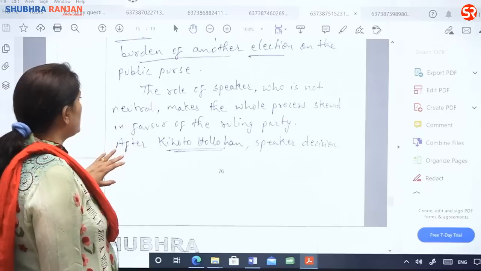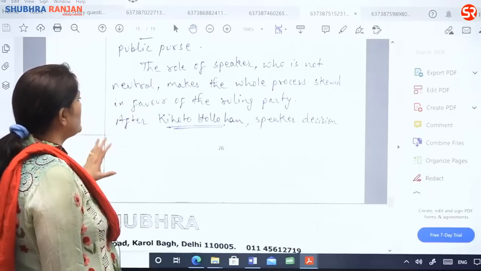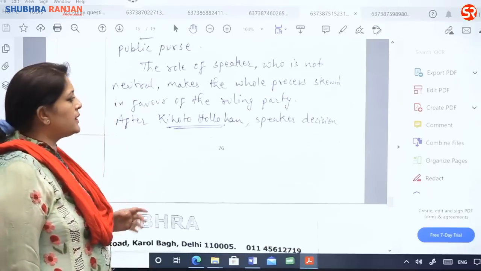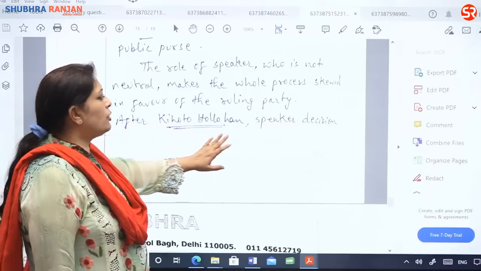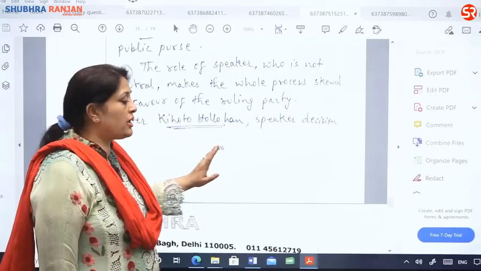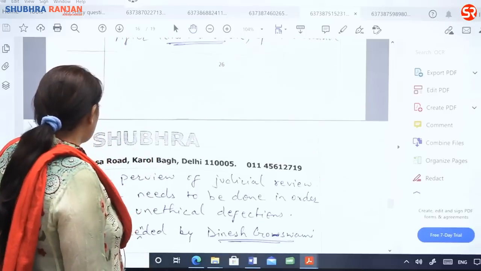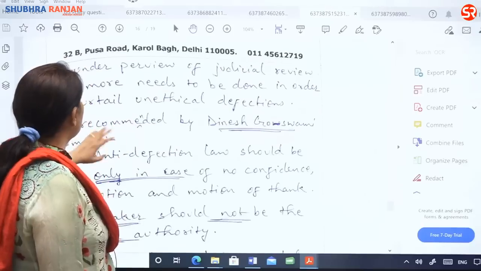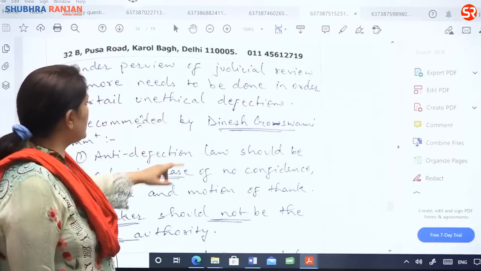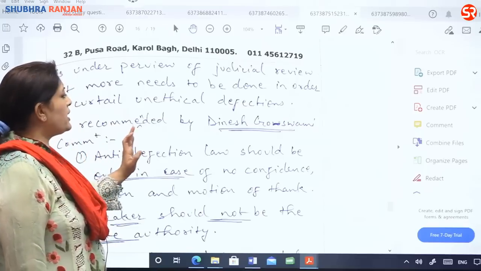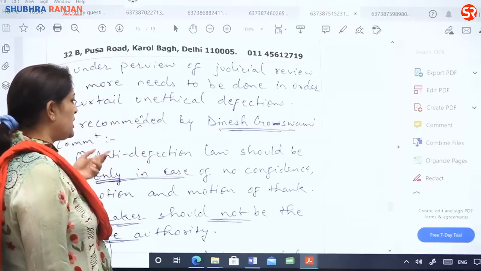The role of a speaker who is not neutral makes the whole process skewed. Good analysis you have done in favor of the ruling party. After the Kihoto Hollohan case, very good, this case should have been mentioned. A speaker's decision is under the purview of judicial review, but more needs to be done in order to curtail unethical defections as recommended by the Dinesh Goswami committee.